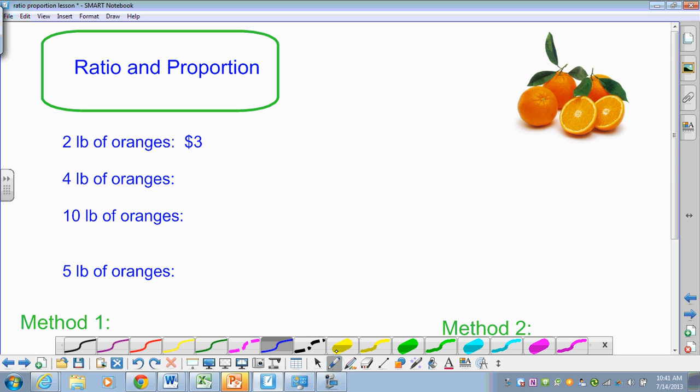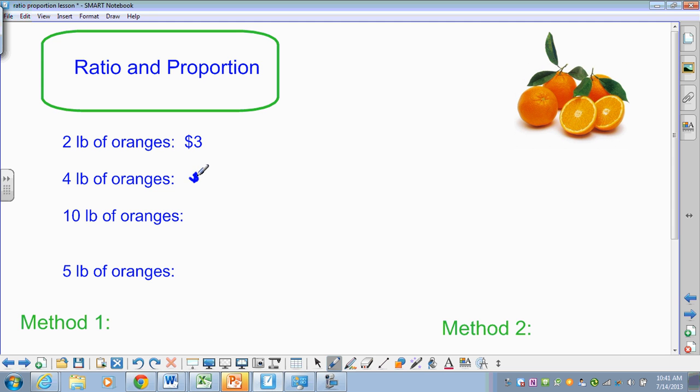So let's begin with 4 pounds of oranges. Clearly we see a doubling ratio, right? From 2 pounds to 4 pounds, this is exactly double the amount. So one would expect that the price will exactly double. Therefore, you would expect to get $6. This is just by using intuition, no specific math formulas involved, just by seeing the doubling pattern in this given question.